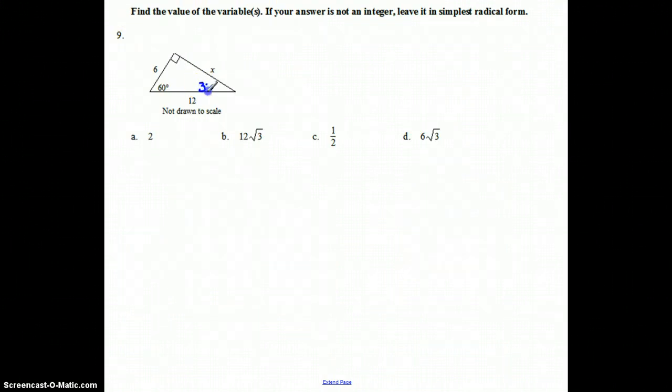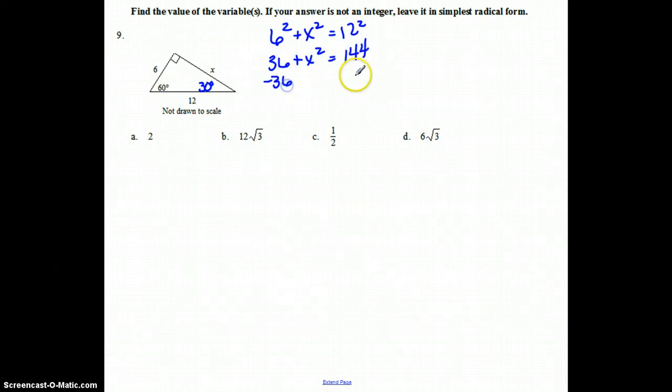Okay, and this one, 30, 60, 90, they want us to find the missing side and leave it in simplest radical form. Now, with the way this one is written, I probably would just use Pythagorean Theorem because it seems easier. 6 squared plus x squared equals 12 squared. So 36, 12 squared is 144, subtract 36, so you get x squared equals 108.